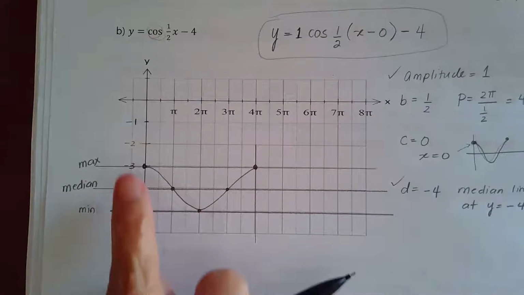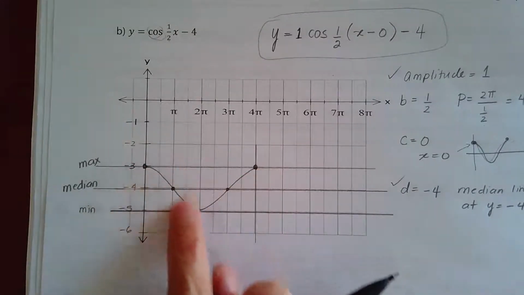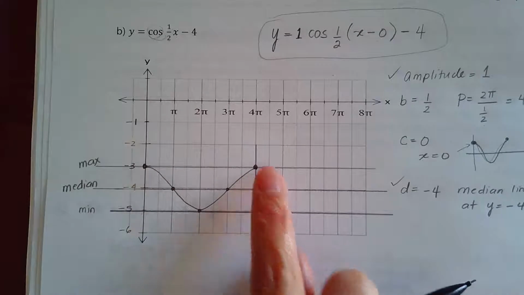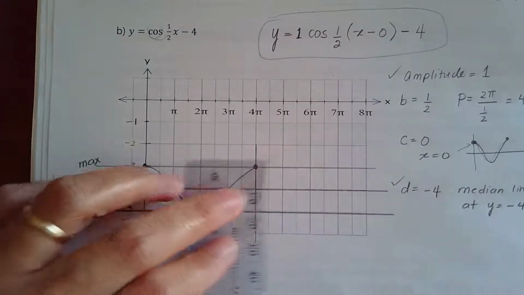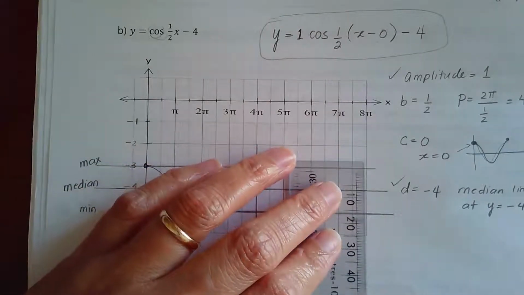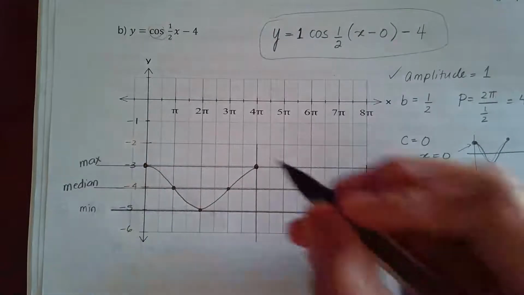Okay, so we've completed one graph of a cosine, one full wave. Now we're going to do the next one. Another 4 pi, that's going to take us to 8 pi, right there. So repeat it again.